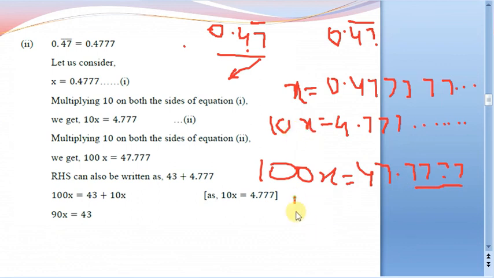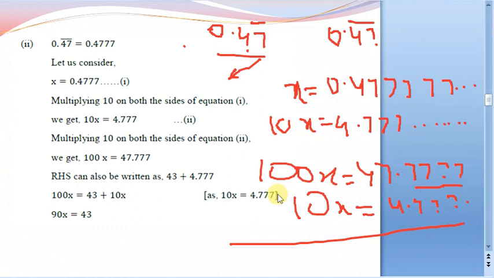Now subtract this 10x here. So 10x is 4.777 bar like this. Do the subtraction here. It will be 100x minus 10x, that is 90x, equal to 47 minus 4, which is 43, and this entire repeating part will get cancelled. If you want the value of x, just divide by 90 on both sides, or send this 90 to that side. It will be 43 by 90. That is going to be your answer for this one.